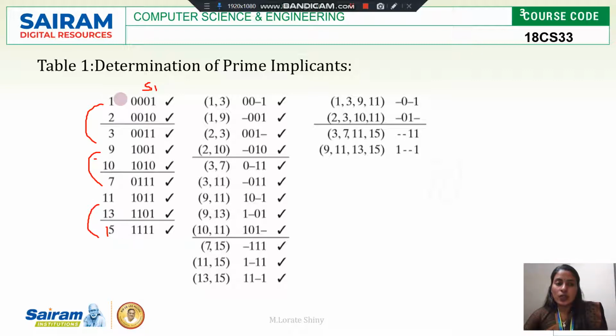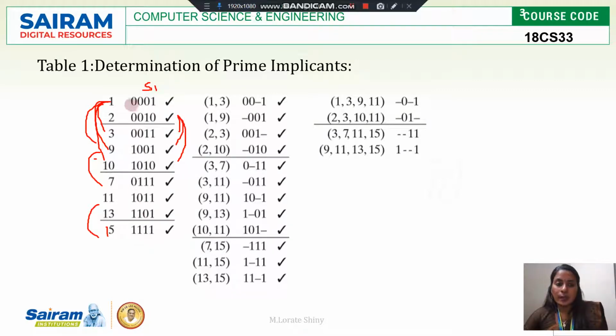Okay. So first you have to compare 1 and 3. Next you have to compare 1 and 9. So first 1 and 3, then 1 and 9, then 1 and 10. Next you have to compare 2, 3, 2, 9, 2, 10. Same way you have to follow everything.